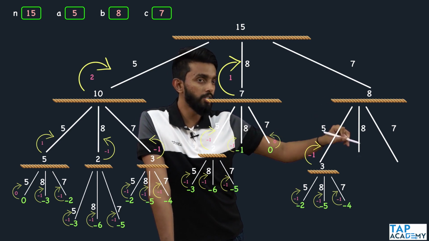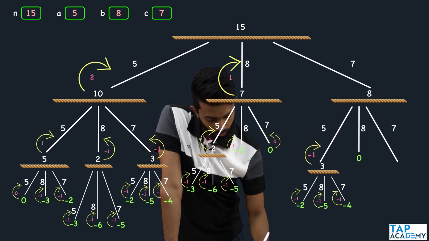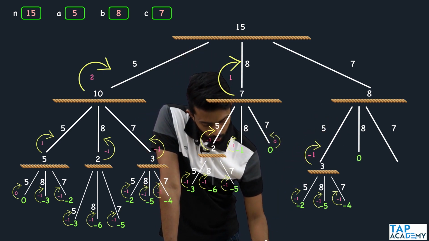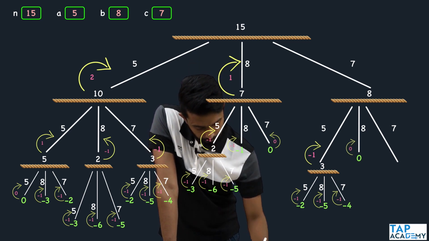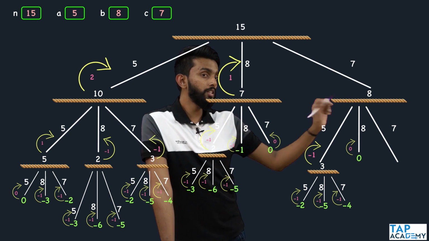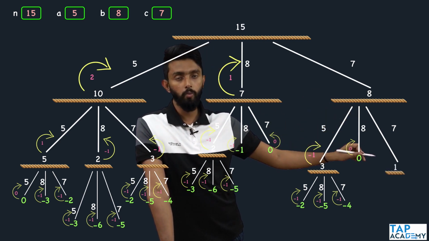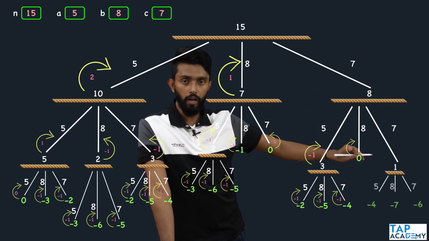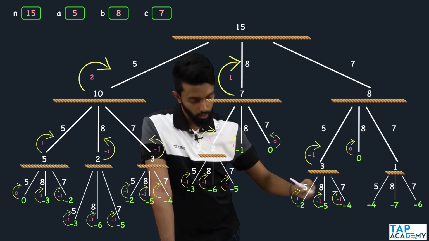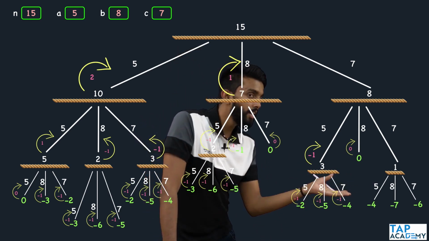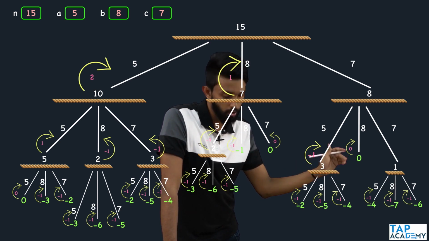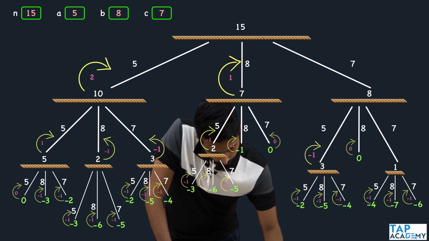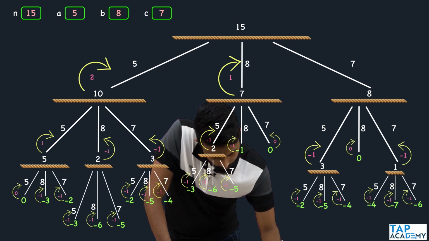If you cut with 8, yes, 0. 0 means this is a successful cut you have made. So naturally, you will be returning 0. Next, 7. If you cut 7, still 1 length will be remaining. There if you try with 5, 8 and 7, you will get negative values, which means all these 3 will return minus 1. Max of minus 1 is minus 1, and ultimately that is what you would be returning, minus 1.